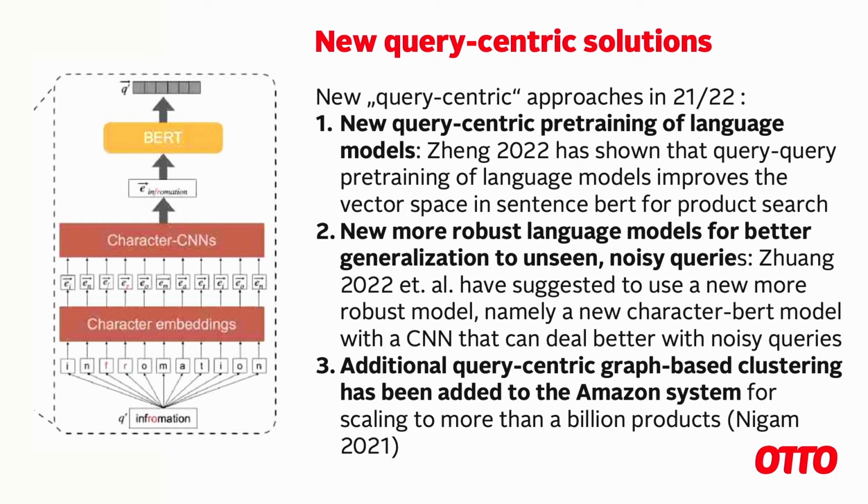So that's basically what they actually found out. Also, at the Special Interest Group for IR conference in June, a new robust BERT model has been introduced, called CharacterBERT, which is more robust, particularly to spelling errors in queries. So that's really a big topic. And Amazon has also added some query-centric clustering to their production system to scale it to 1 billion products. So there's a lot of movement in the sector towards these query-centric and cluster-centric solutions.